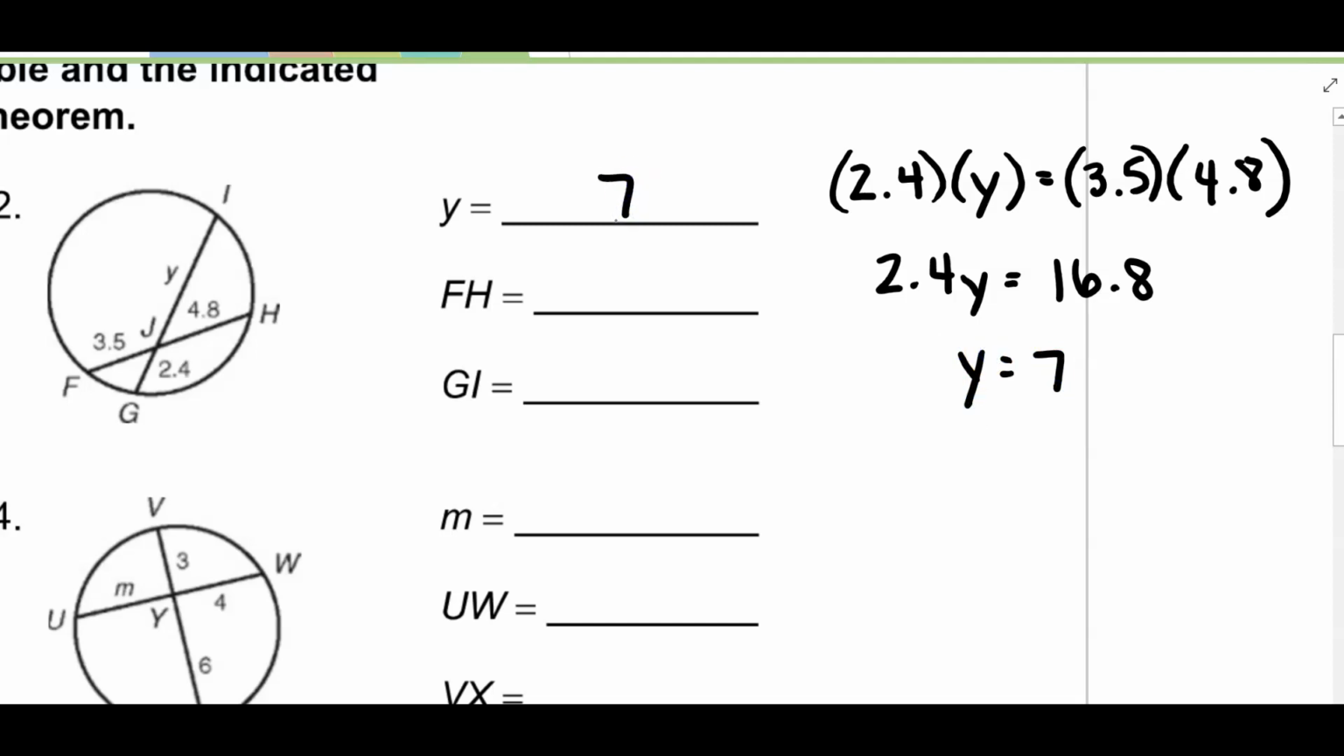Now if y is 7, we can answer the other pieces. So for the length of FH, that's my 3.5 plus my 4.8, so that's 8.3. And now the length of GI is going to be the 2.4 plus the 7 that we just found, so that's a length of 9.4.